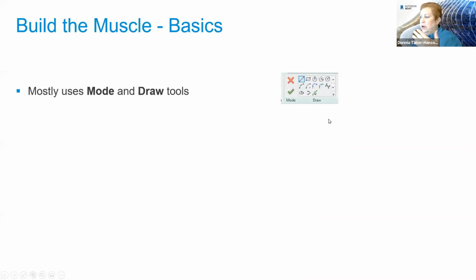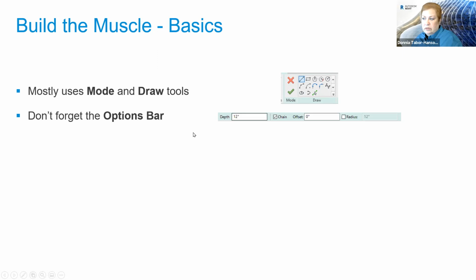Okay, when you build muscles, let's start talking about the basics that most all of them use. They use a mode and a draw. You've got your X that says, forget it, I'm out of here. And then you've got your check mark that says, okay, we're finished with this. You have your draw tools, you have your open and closed. Once you're closed are your ellipse, rectangle, polygons, and circles. And don't forget to stop at the bar as you come out of your ribbons. Stopping at the bar is always fun. We haven't done it in a year, because of the pandemic, but this is a different bar. This is your options bar. So stop at the bar and see what you can do there.